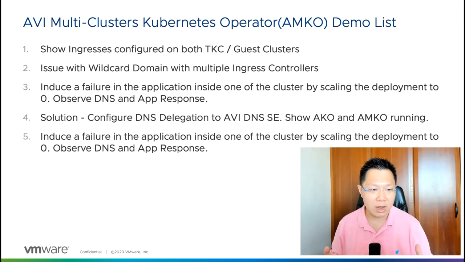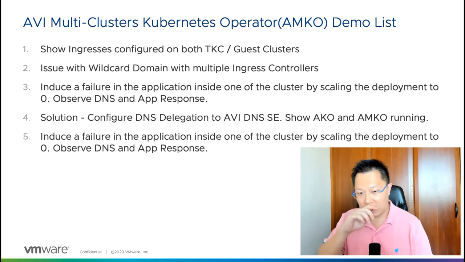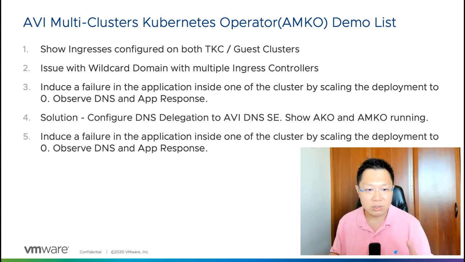Then I'm going to show you a demo using a wildcard domain. I also have the ingress controllers deployed, so I can quickly and easily configure a wildcard domain and show you what the issue is. I will induce a failure in one of the clusters by scaling the deployments to zero replicas. The ingress is still configured, but there are no pods behind it, so you will see what happens when you use a wildcard domain with a deployment like this.